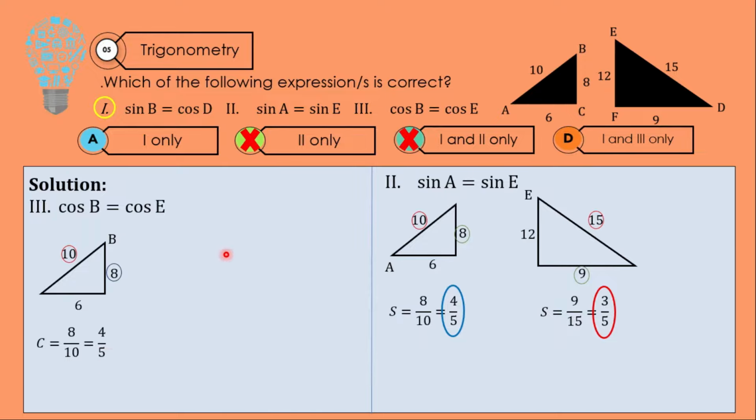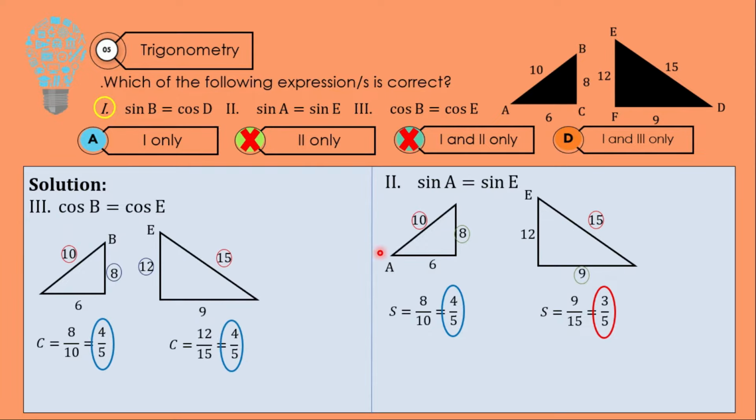The second triangle has its angle at E. We have a cosine function, therefore we also need to find the adjacent and the hypotenuse. We have 12 and 15, so we'll have 12 over 15, which is equivalent to 4/5. Since cosine B is equivalent to cosine E, therefore this expression is correct. We have 2 correct expressions, 1 and 3. Thus, our answer for this problem is letter D.